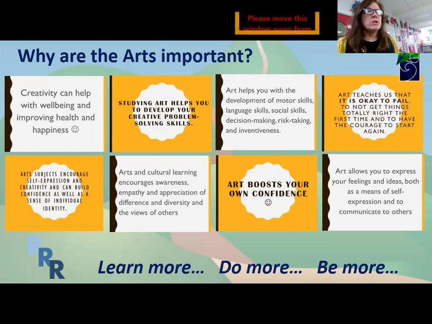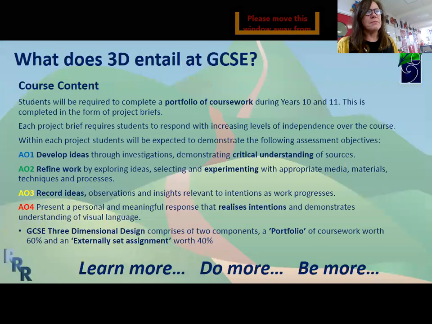Why are the arts important? Well, there's lots of reasons why the arts are important, and on this slide here there are some examples, but as we know, during lockdown this has been one of the activities that people have turned to de-stress for mindfulness, so we know the benefits of working in art.